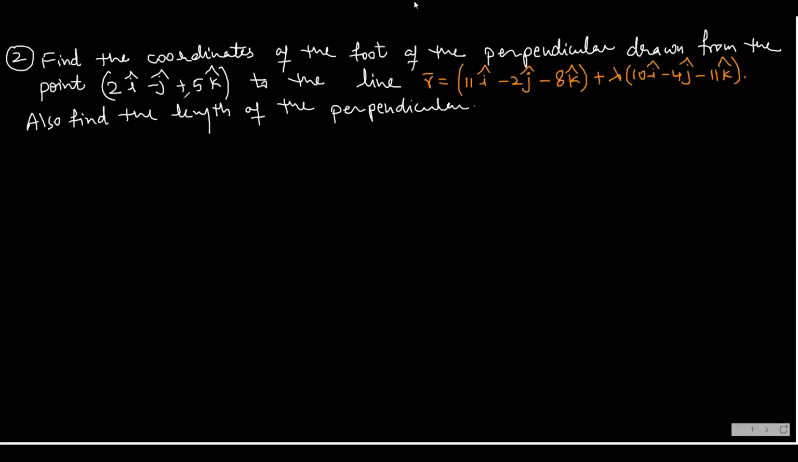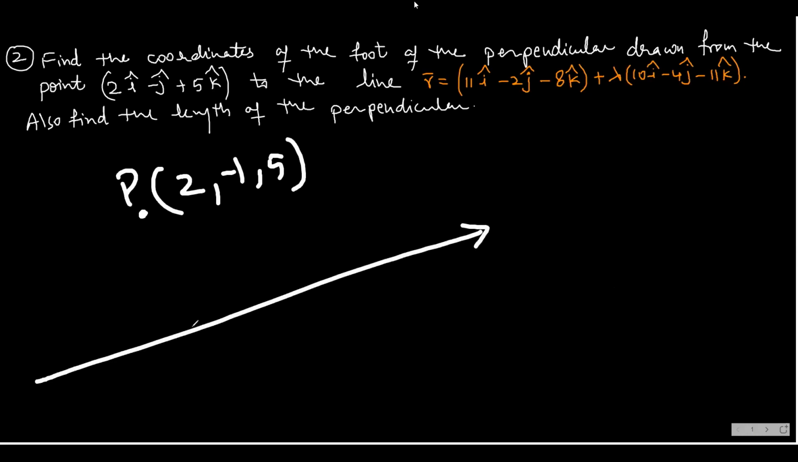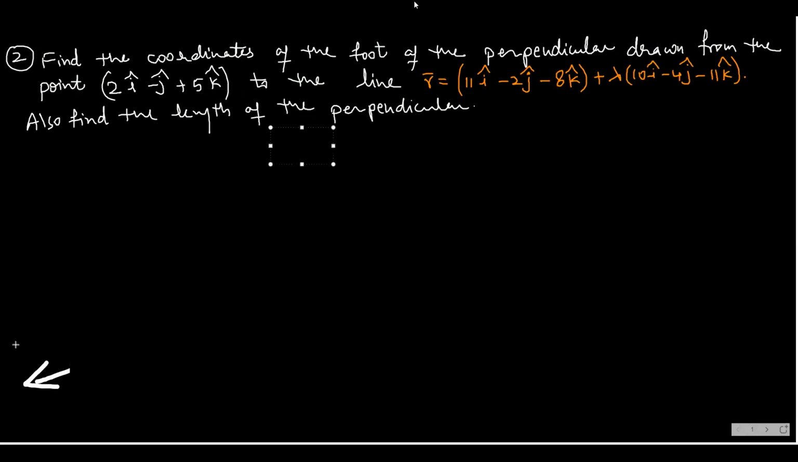And instead of giving the point in space, instead of giving the coordinates of the point, they could have said, find the perpendicular distance from the point (2, minus 1, 5) to the line. In that case, we would have had to find this. But they are not giving us the coordinates of the point. They are giving us the position vector of the point, which means the same thing. So what we would do first, we would draw a sketch which will help us go ahead.